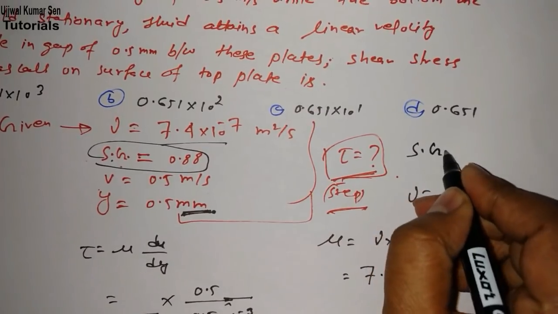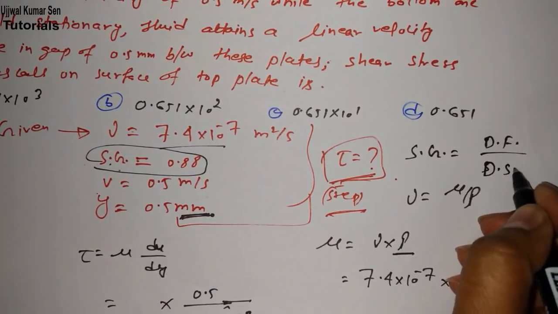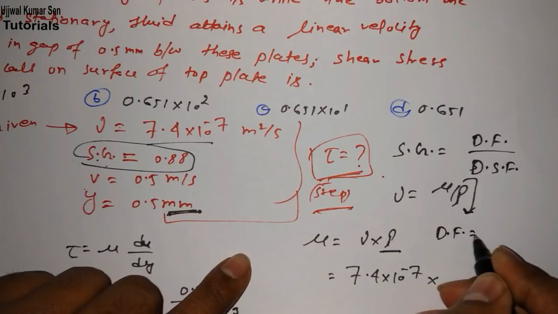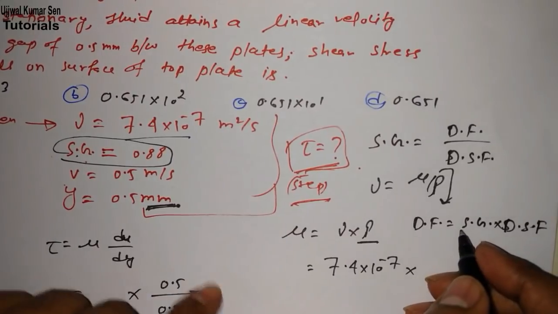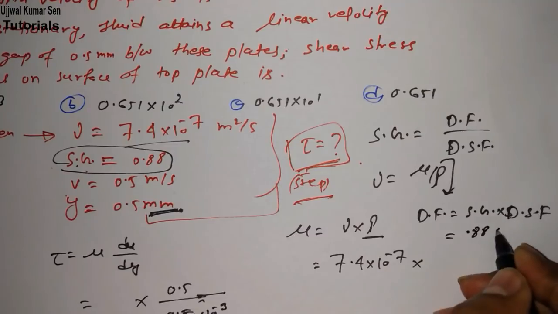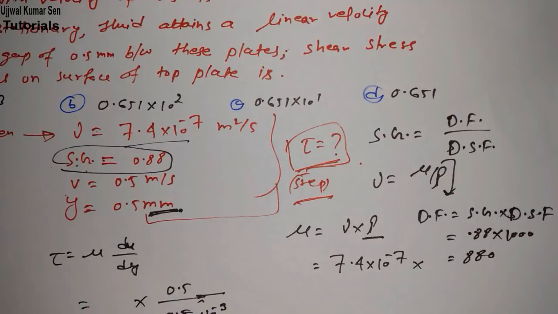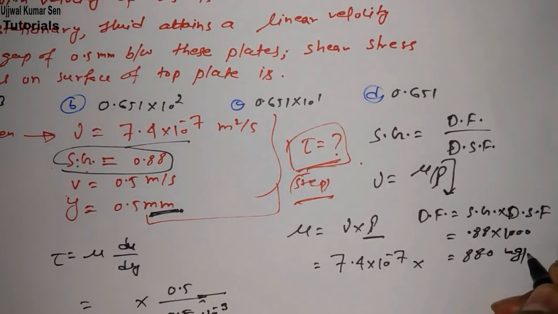We know that specific gravity is equal to density of fluid by density of standard fluid. Therefore we can write density of fluid is equal to specific gravity into density of standard fluid. What do I mean by density of standard fluid? I'm talking about water. Specific gravity is 0.88, density of standard fluid is 1000, that means 880. Okay, are you getting my point? I hope you are. So we got 880, the density of fluid, and its unit is kg per meter cube.